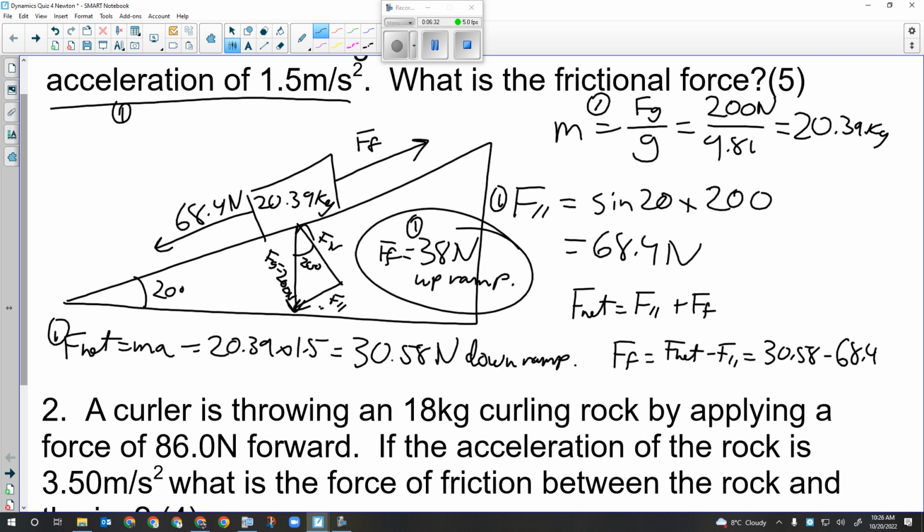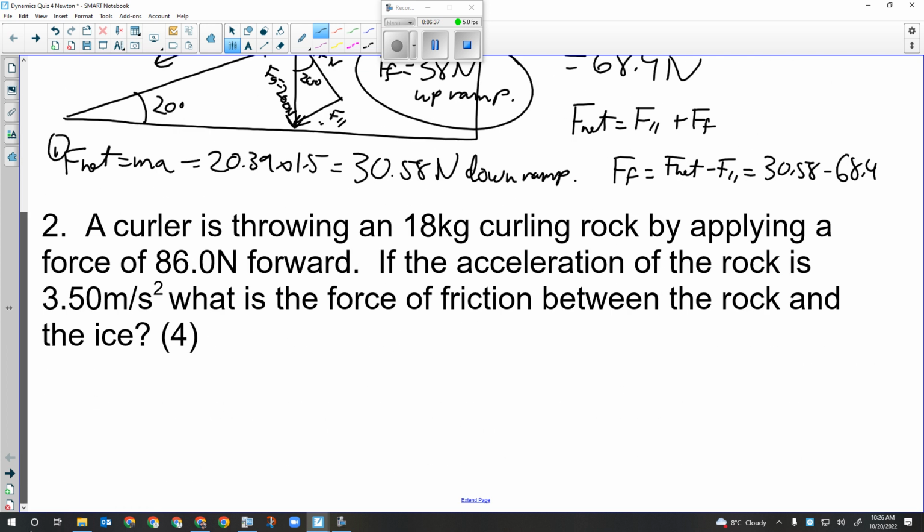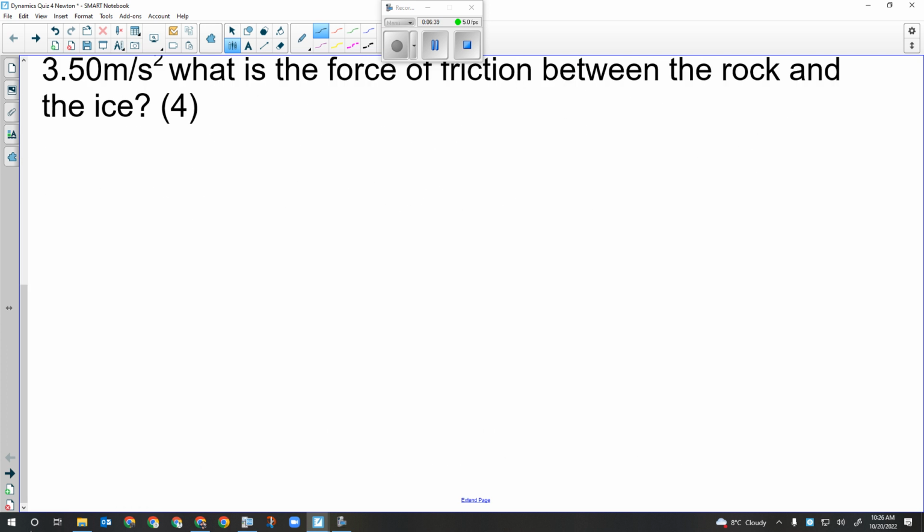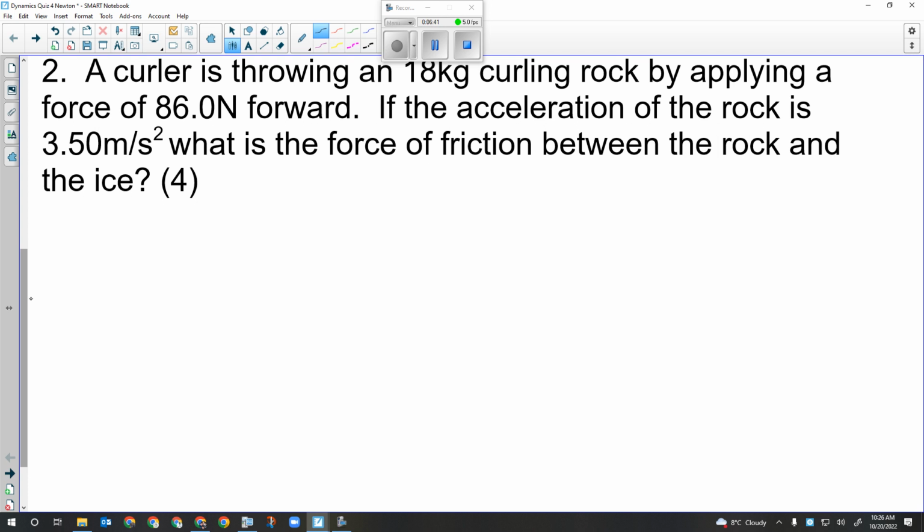Questions on number 1? Okay, for question number 2. Okay, so in question number 2, our free body diagram, which is our first mark, is going to look like this. We have an 18-kilogram curling rock. It is being pushed by the curler using an applied force of 86 newtons.